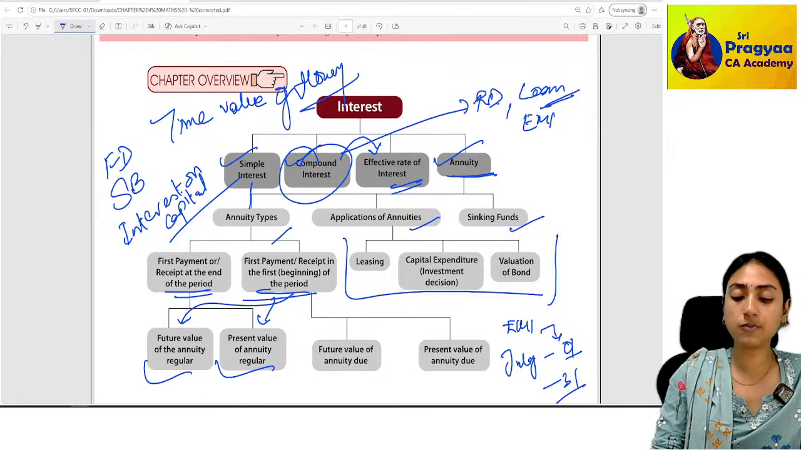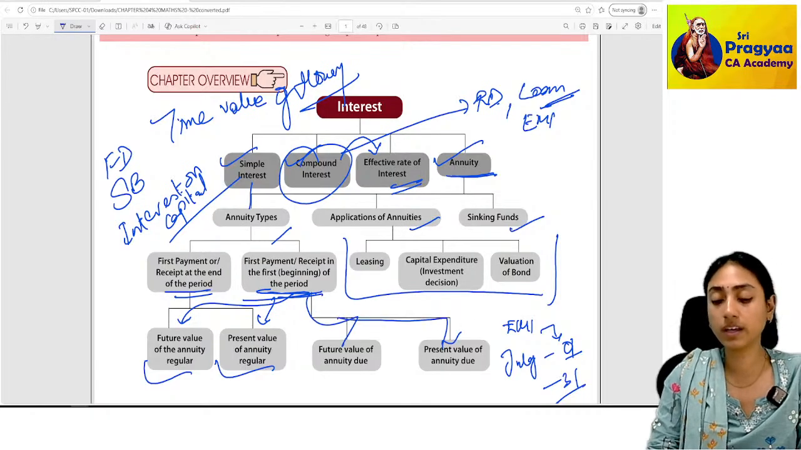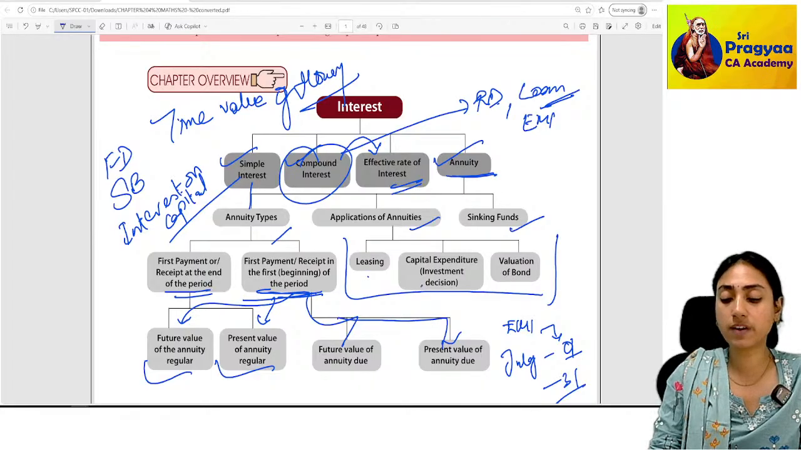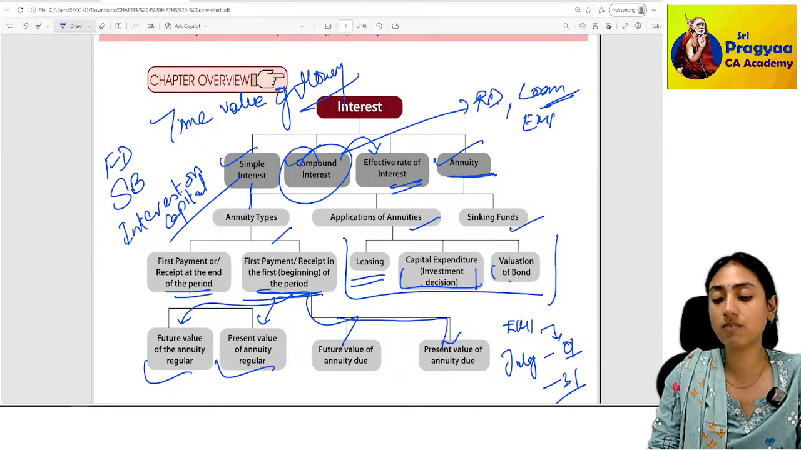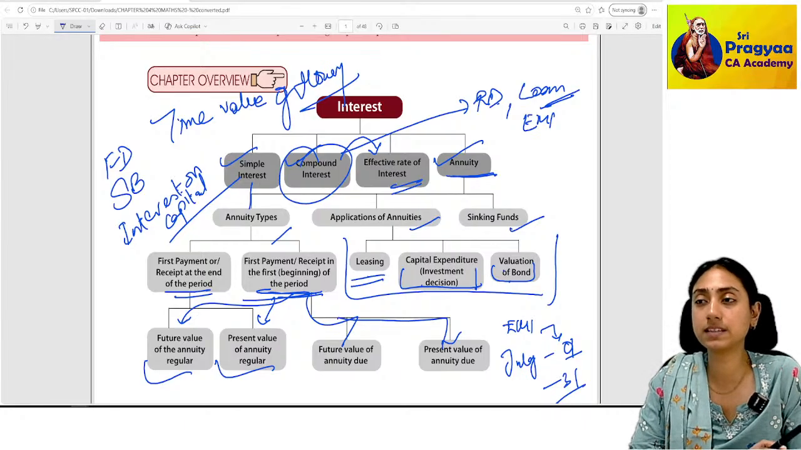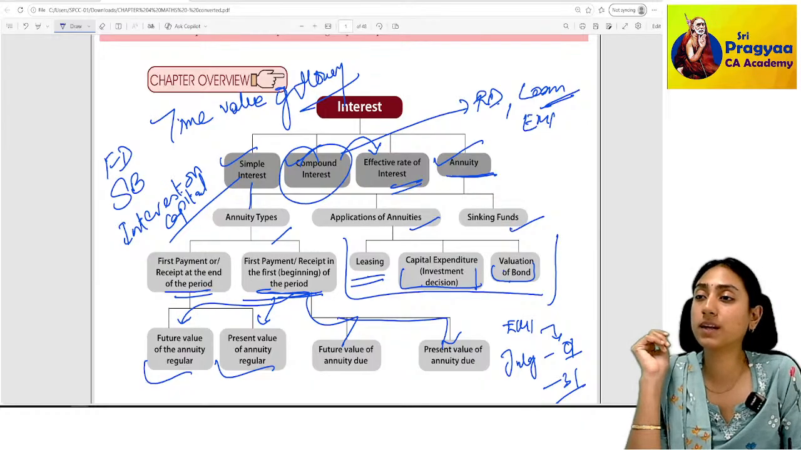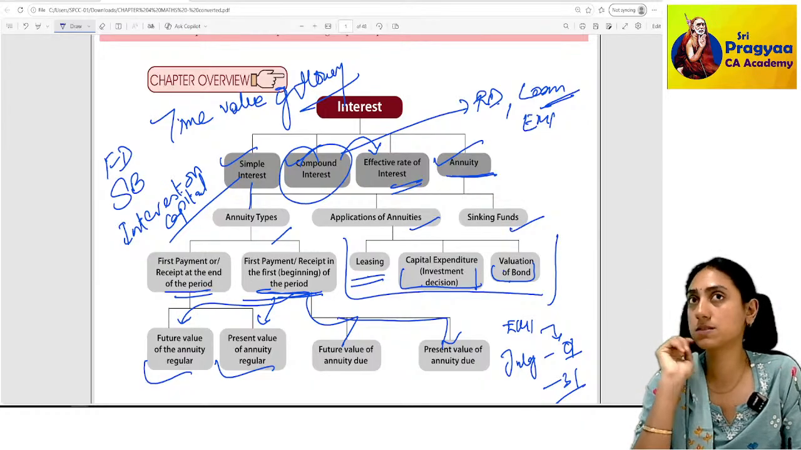Okay. Similarly, for this scenario also you have the future value and the present value. Okay. And then there are applications of annuity where you discuss the leasing option, where you discuss the capital expenditure decision making option and valuation of bond. Okay. Leasing is simply, what is leasing? Okay. So someone is going to give you money upfront. See, I have this space for rent.